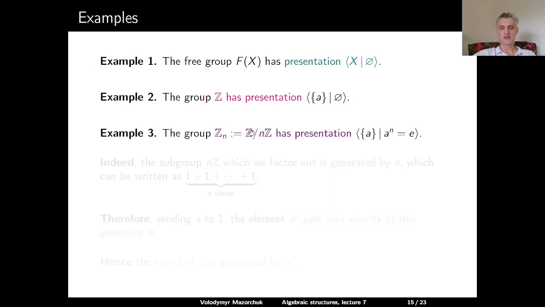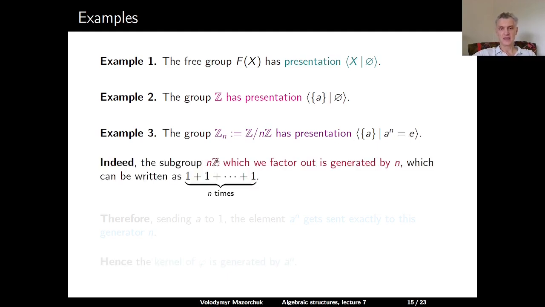Example 3. Consider the quotient of the additive group of integers by its subgroup consisting of all integers divisible by some integer n. This is usually denoted by Zn. So this group has a presentation which consists of one generator, let's say a, and one relation, a to the power n. Or we can write it a to the power n is equal to the identity.